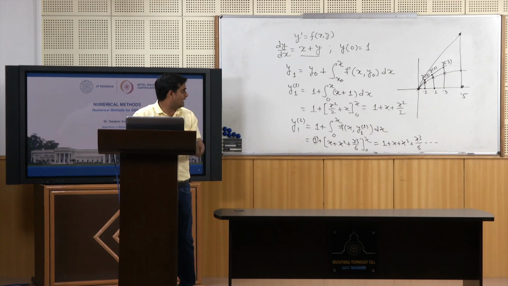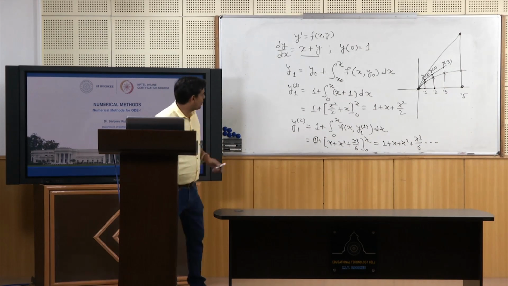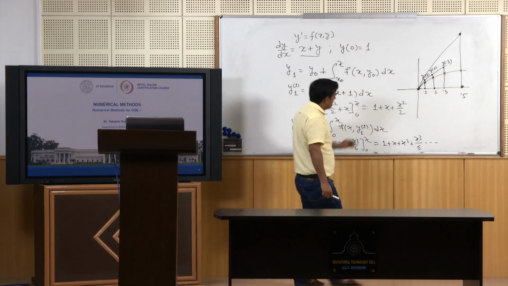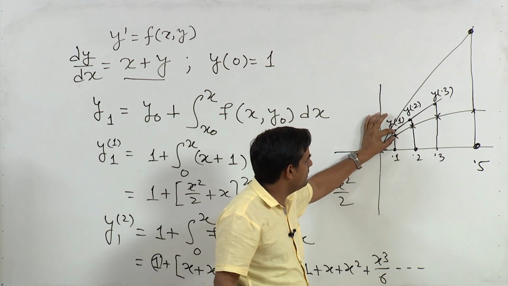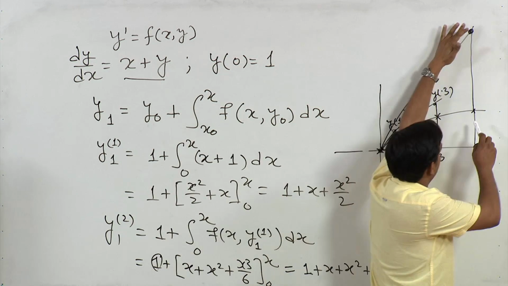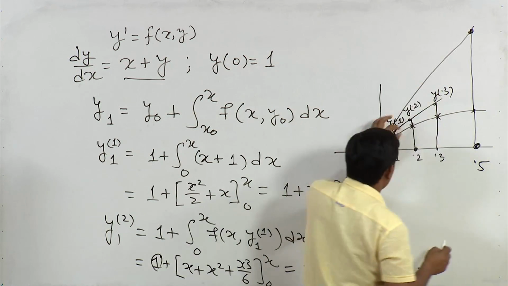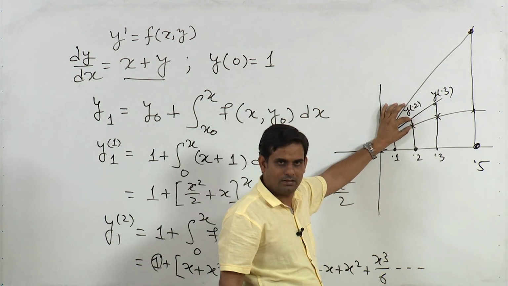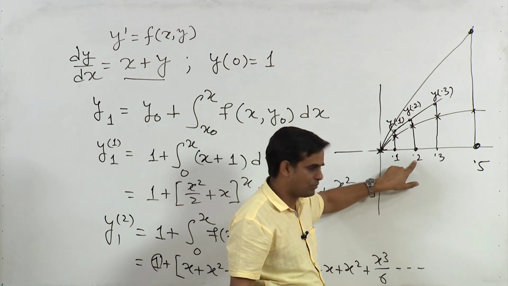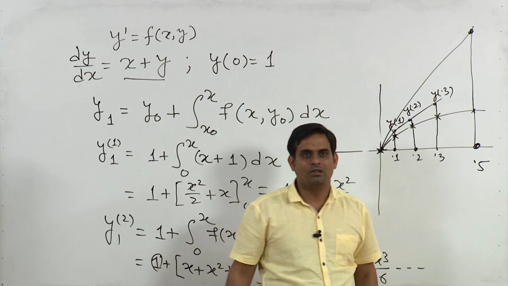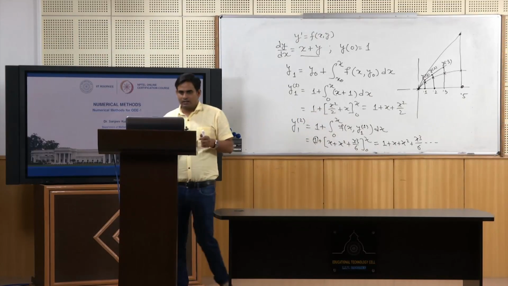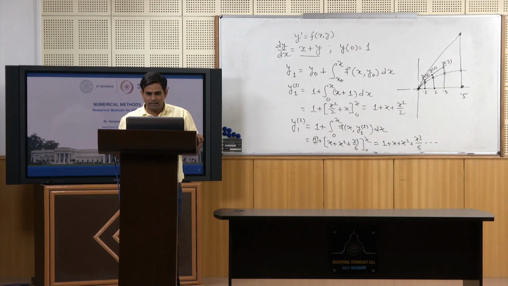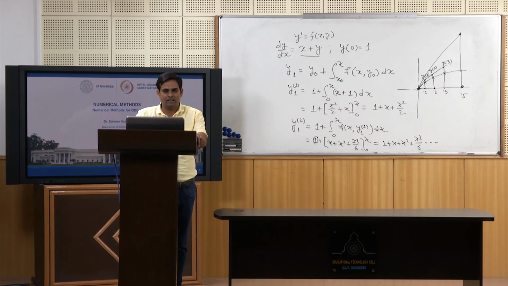Now, what is the error in this approximation? From this figure itself you can see this is the error in my approximation. If I take a large h, this is the error, and this is the error at the second point, that is when x is 0.2, and so on. So, how do we calculate a bound on this error? For this we will use the Taylor series method.